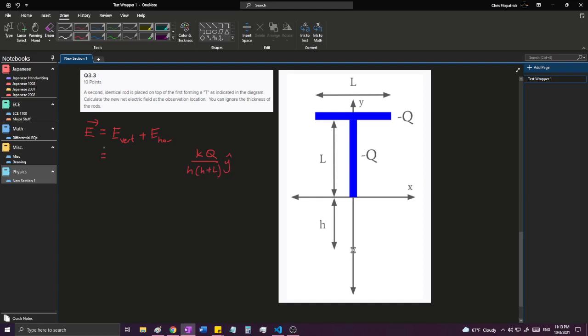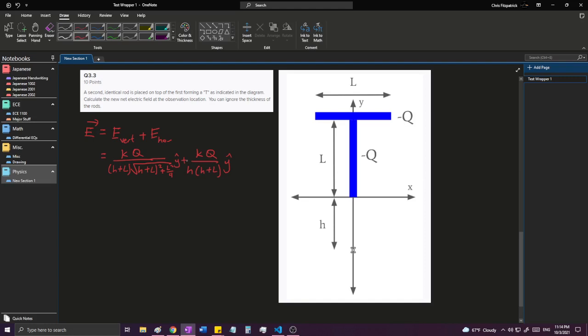And then you've got the vertical, which is kq over h plus L times the square root of h plus L squared plus L squared over 4, also y hat.